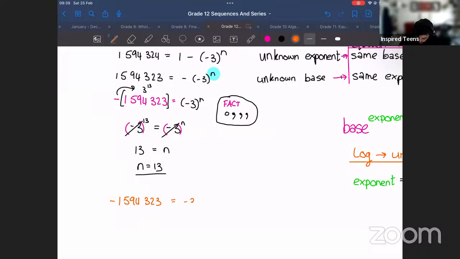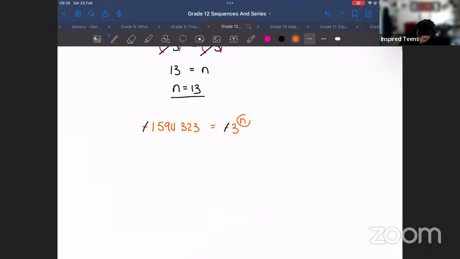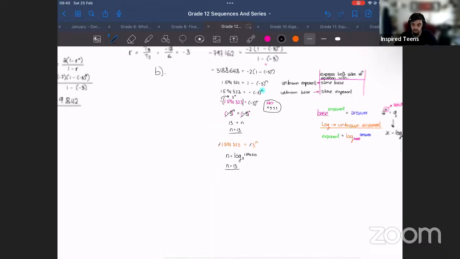Now let us go to the step: -1594323 is equal to -3 to the power of n. Our negatives cancel on both sides. And now we have an unknown in an exponent. We shall use log. Remember, I have base, exponent gives me answer. So I'm going to say exponent is equal to log base 3 of 1594323. I put that in my calculator, 1594323, and I get n is equal to 13. Cool, let's move on.